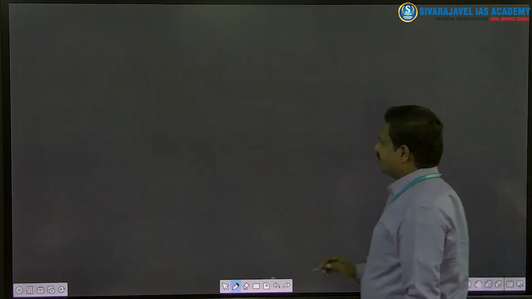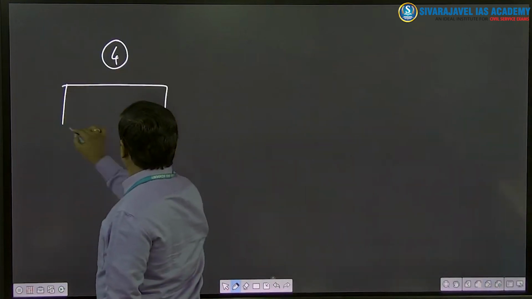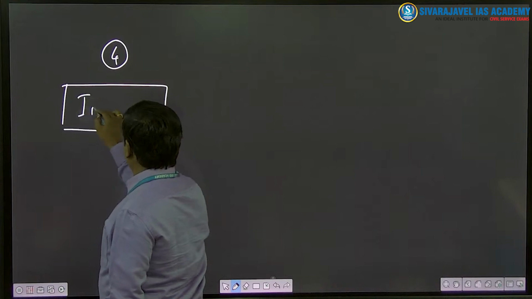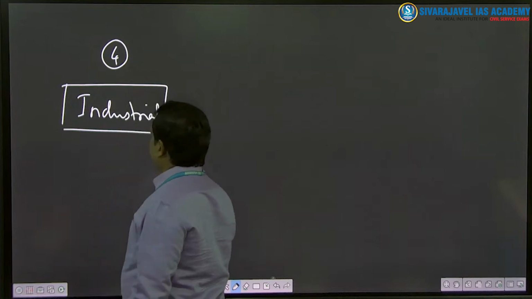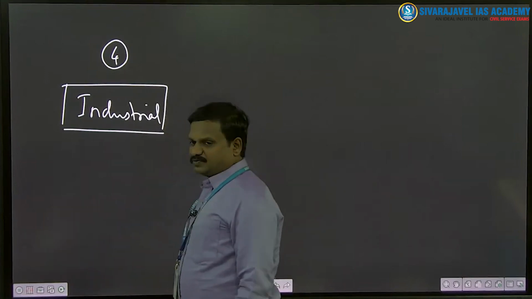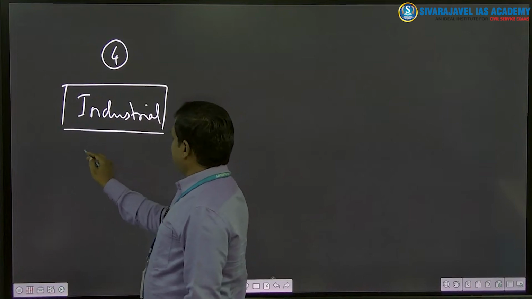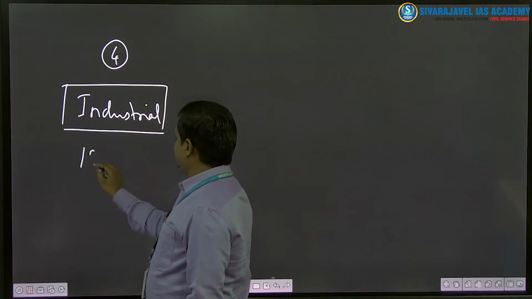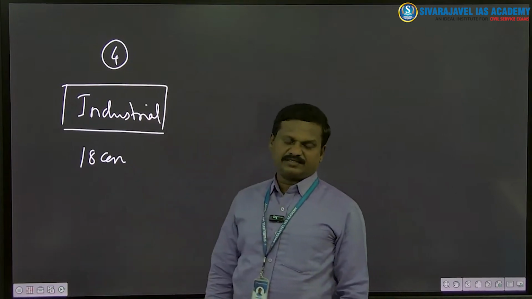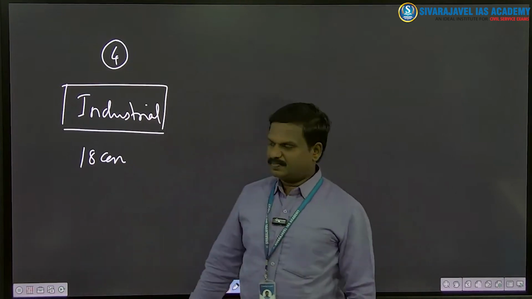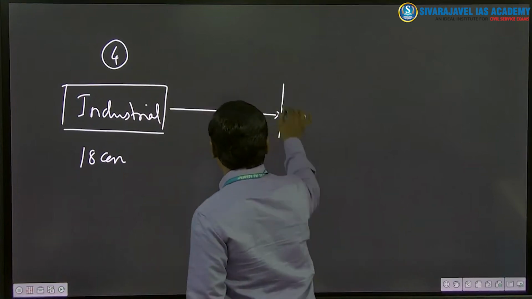Now go to the fourth type of society, the industrial society. The industrial society started from the 18th century onwards, in Europe. And the fifth society is called the post-industrial society.